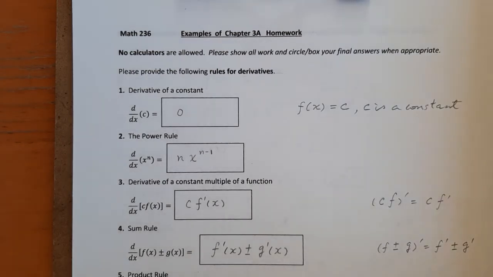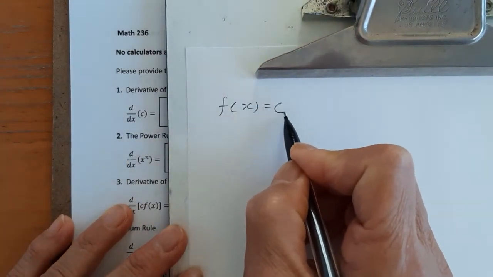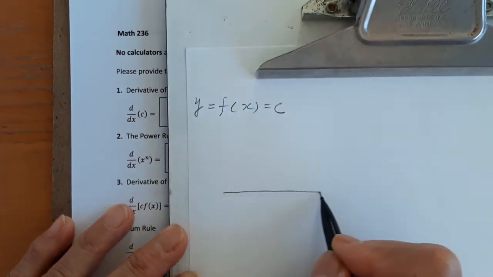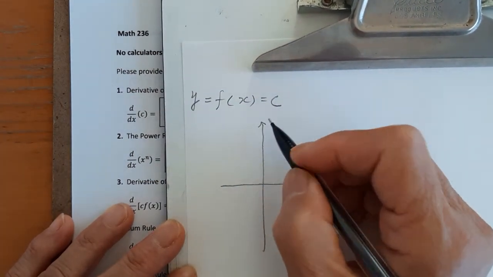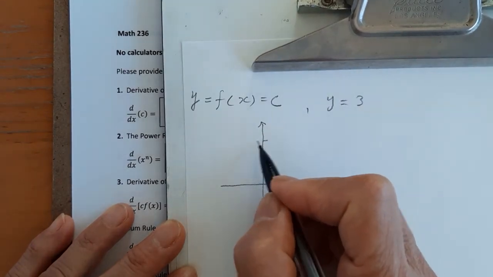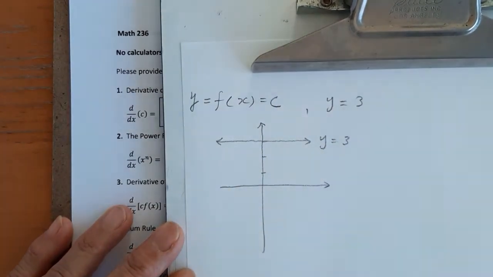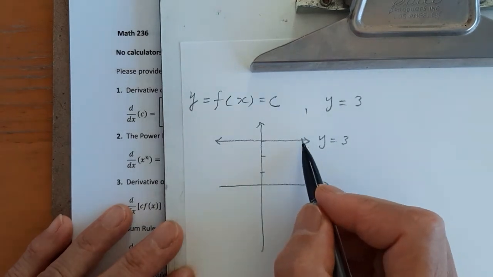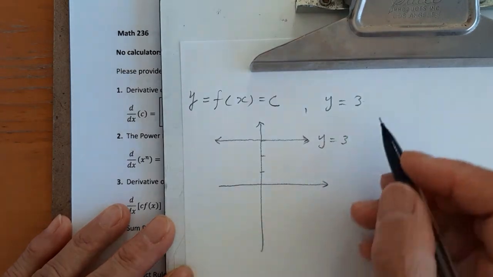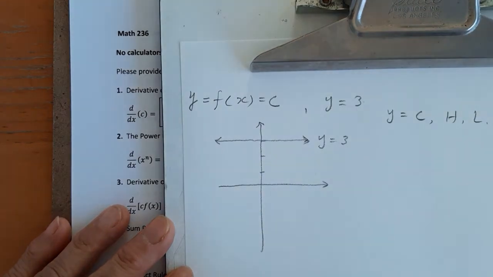Because constant, for example, if f of x equals c. Now, what is f of x? Which we call y. So y equals c. When we draw the graph, it's for example, like y equals 3. 1, 2, 3. And this horizontal line, y equals 3. The graph of y equals a constant c is a horizontal line.